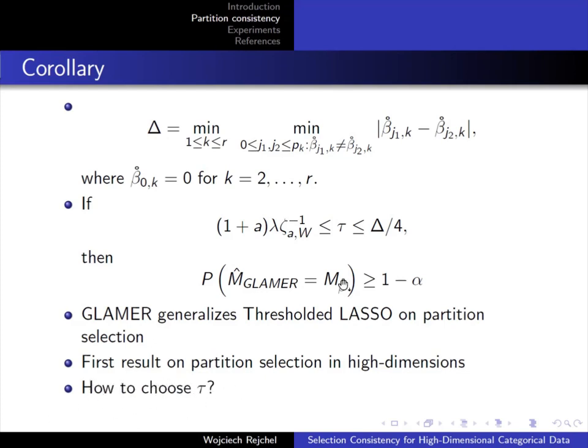First, how to choose this threshold. This is the standard problem. We cannot do it from this theorem because these two endpoints, the left endpoint and the right one, are unknown. They depend on the true model. For instance, this depends on the true model. This one also depends generally on the true model.